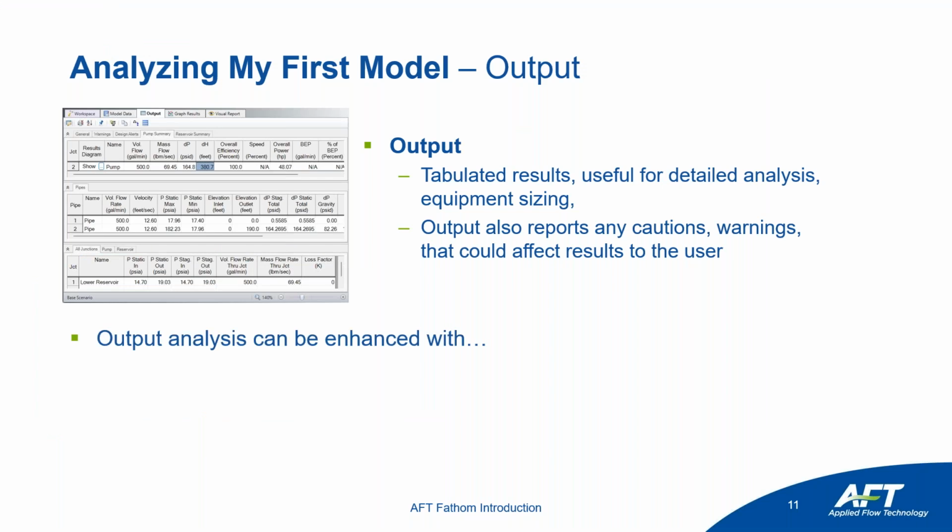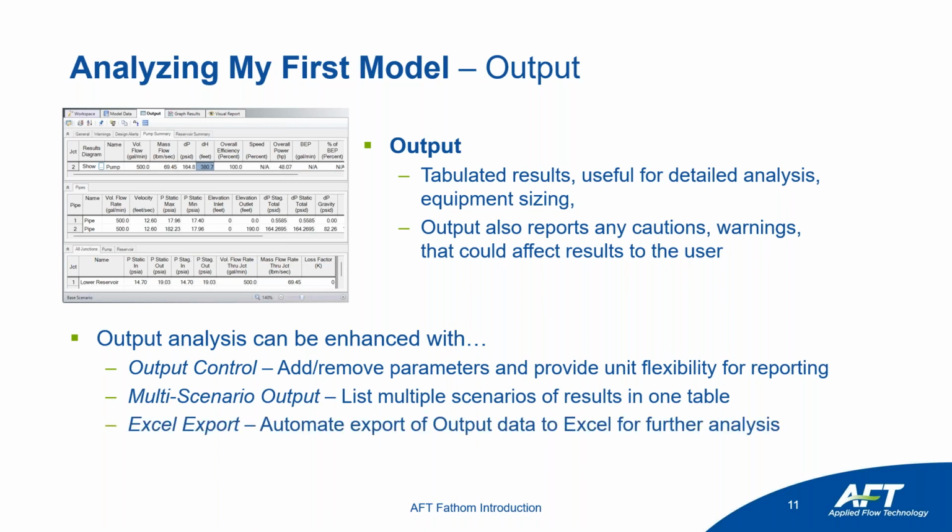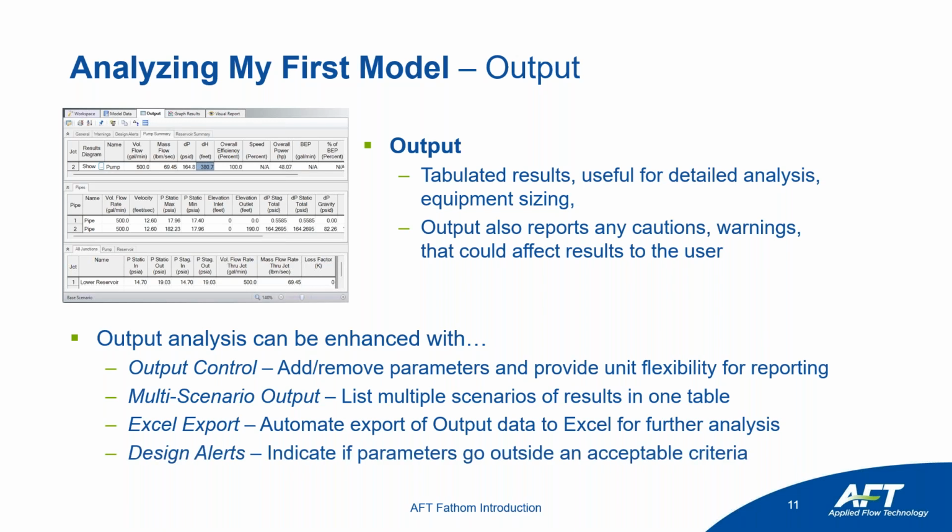So that's a high-level summary of output. You can further enhance it with output control. As we saw, we can add or remove different parameters and give you more unit flexibility. You can also do this analysis for multiple scenarios, which we'll touch on later in the presentation. You can automate the export of this information to Excel, so you can create a template worksheet and then automatically bring out things like the flow rate and the DH of your pump or pump efficiency, again, streamlining that reporting process.